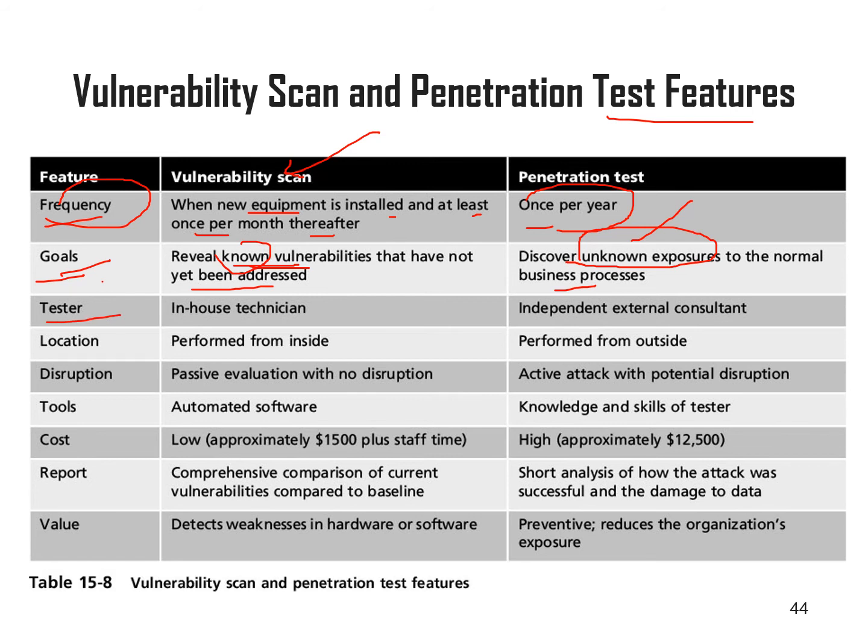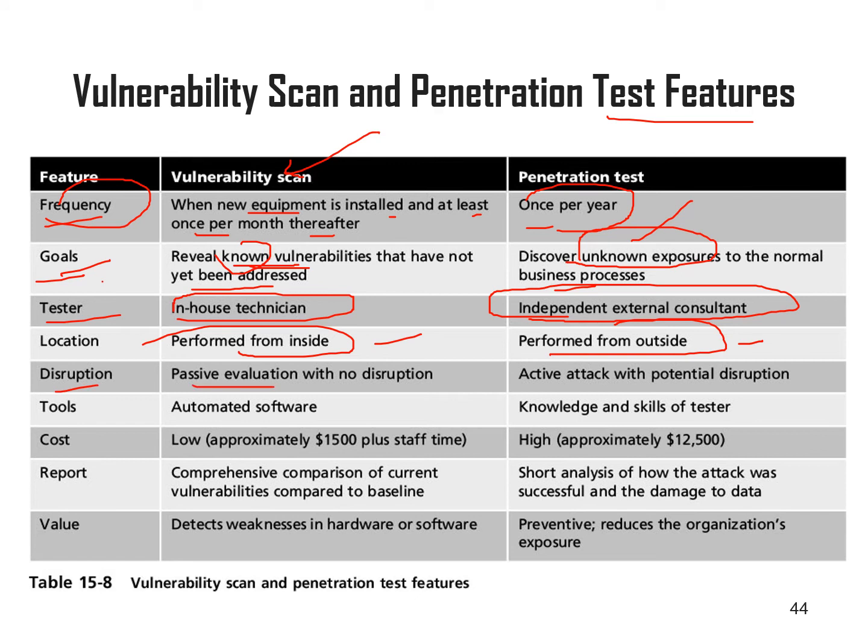Tester: in-house technician, right? Here the tester is in-house, employed within the organization. Who is testing here in the vulnerability scanning? It is an in-house technician. Here it is an independent external consultant. It may be a third party, it may be some other independent individual consultant also. Location: performed inside. Here it is performed outside. So inside the network perimeter here, outside the network perimeter here.